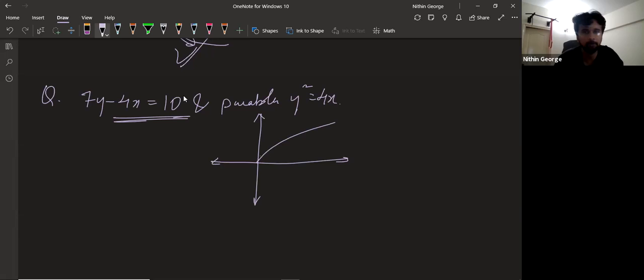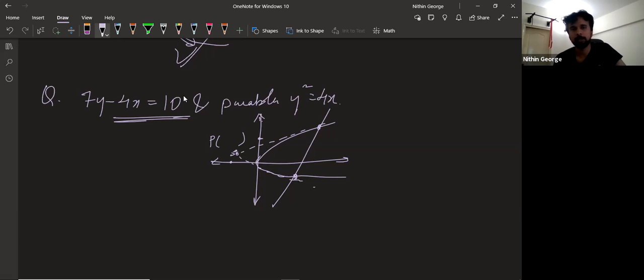You have a parabola y square equal to 4x, and you have a line here. So you get a line somewhere, suppose like this. There will be two points of intersection. From these two points of intersection, tangents are drawn. So you have to find this point P.